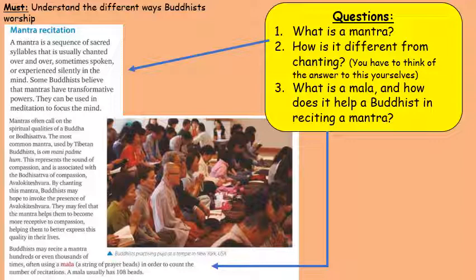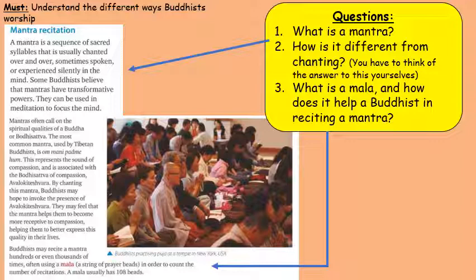So the next question then is, what is a mala? That is basically similar to a rosary bead, if you know anything about that within Christianity. We haven't covered that topic yet, so I will talk about that later on when the time is right. It's basically a string of beads with 108 beads on there, and they'll run the beads through their fingers as they're saying the mantra.